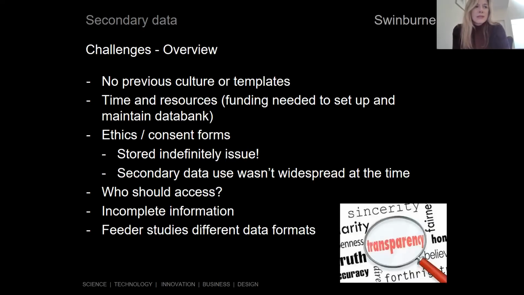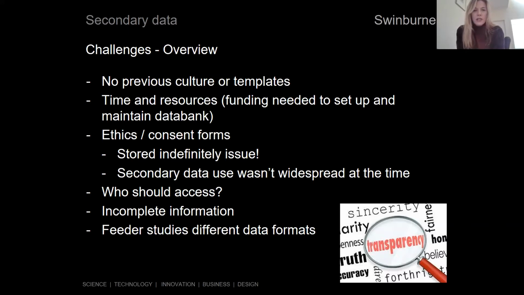Now, at the time, 16 years ago, there was a massive challenge with this. I was actually at the Alfred Hospital and Monash, as I've alluded to, and there was no culture in terms of setting up data banks. There were no templates. People didn't do this. It was a complete unknown. Of course, I also needed to, instead of finding the time and resources of staff to work on the projects that they were working on, try and find some funds to set this up. And then I've had to find funds to maintain the data bank as well.